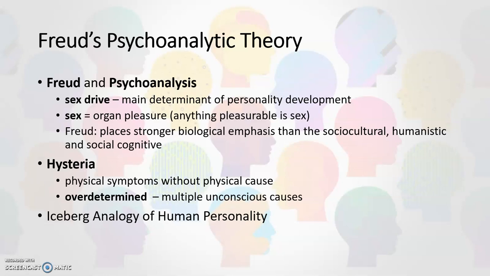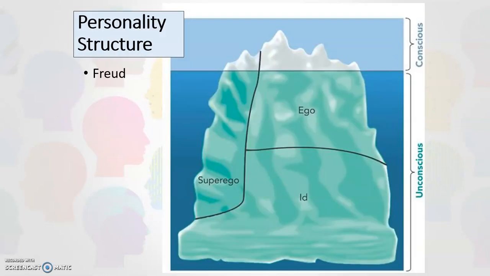Freud and psychoanalysis, with sex drive, is the main determinant of personality development. Freud places stronger biological emphasis than sociocultural, humanistic, or social cognitive theories. We have physical symptoms without physical causes. If we're overdetermined, we can have multiple unconscious causes, which we'll talk about later. We do have the iceberg analogy, which I'll show you a picture of on the next slide. Here we have the conscious being the part above the water and the unconscious below. And we have the superego, the ego, and the id underneath mainly, but two of them do pop above.